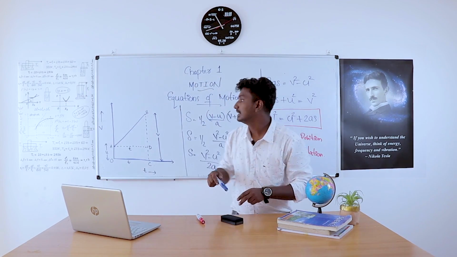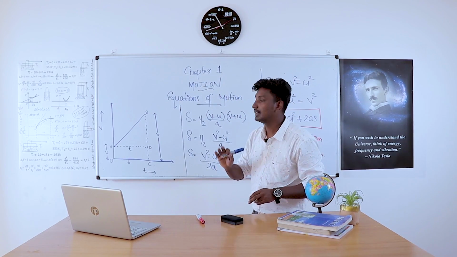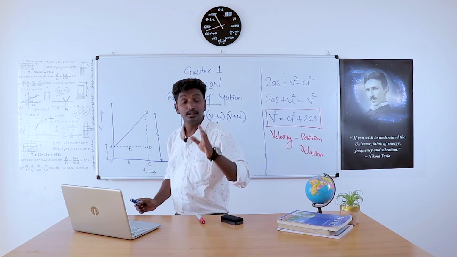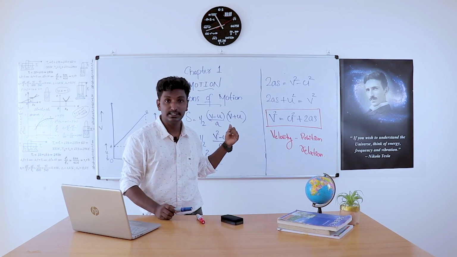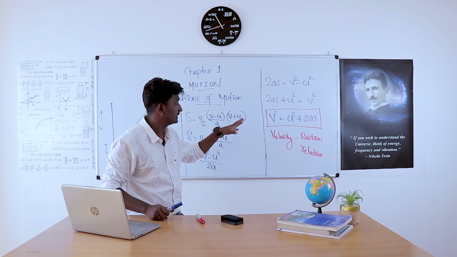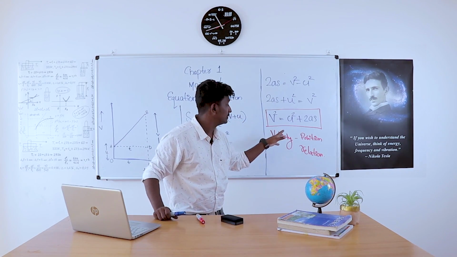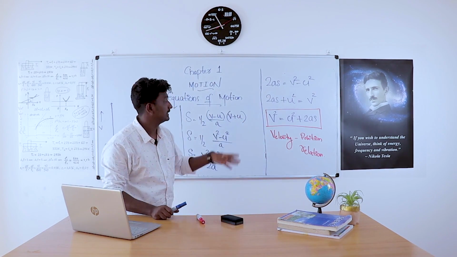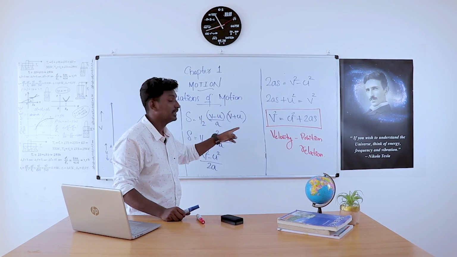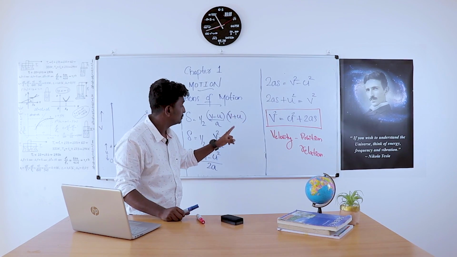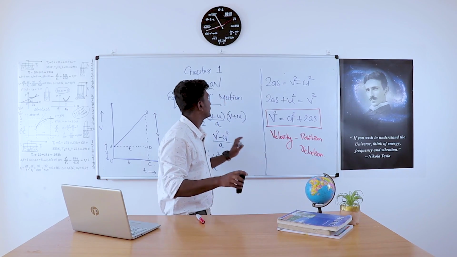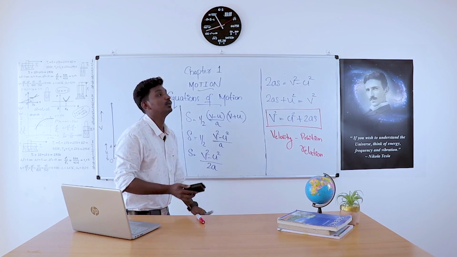Now we have derived three equations of motion from the same graph. A very important topic. You will have problems using these equations. You may have questions to derive any one relation: velocity position relation, velocity time relation, or position time relation. Any one question from the graph. Using the graph, you have to derive any one equation, and using this equation, you have to solve problems also. That's all about equations of motion.